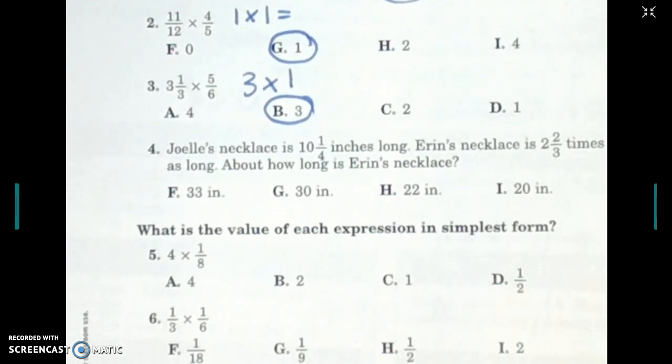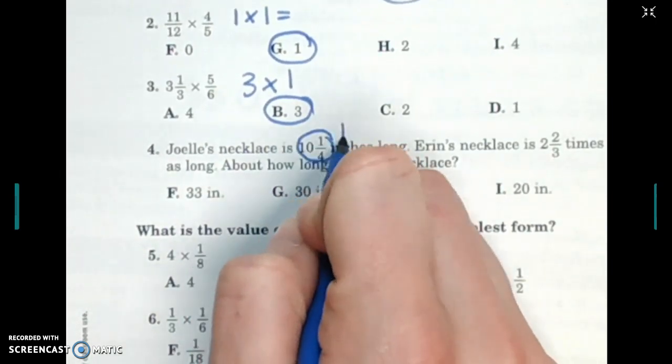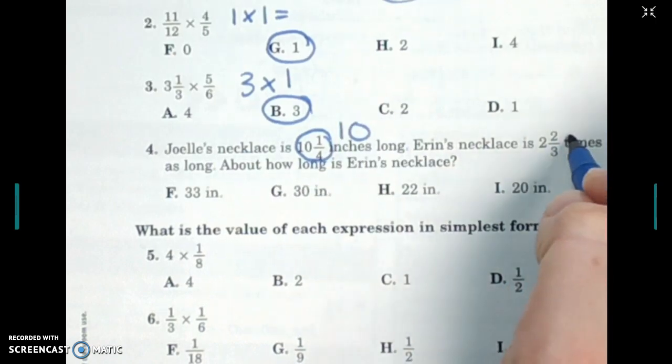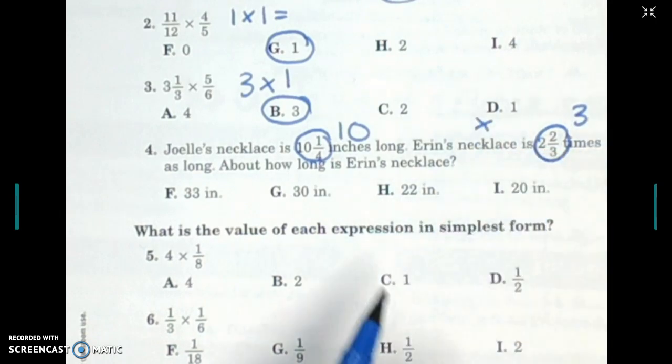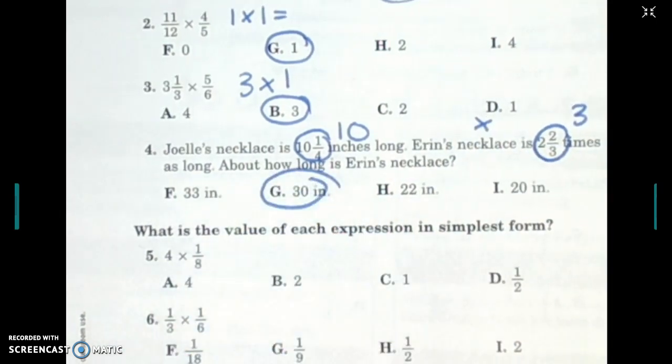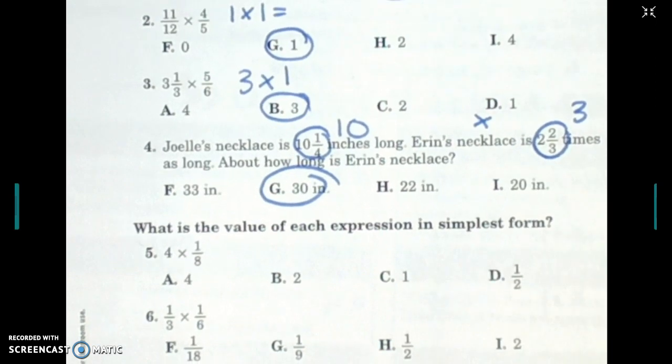Joel's necklace is 10 1/4. So we're going to round that to 10. And Aaron's is 2 2/3. We're going to round that to 3. So 10 times 3 is 30. Okay, that's the end of the estimating ones.